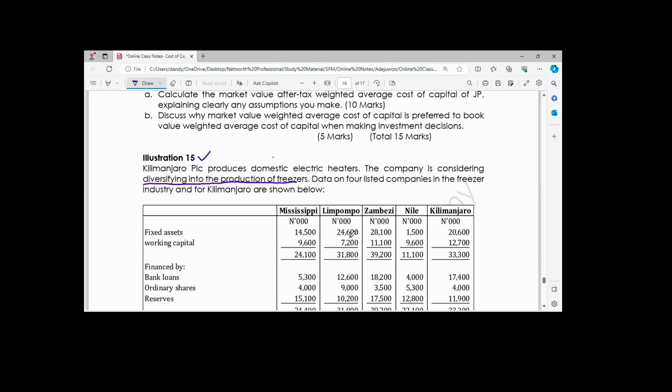Now that we know what we want to calculate, the next thing we want to do is to go ahead and solve the question following the 5 procedures that I mentioned in calculating project-specific cost of capital. So let's do it together. I will stop sharing this material, then I will switch to the new working notes.